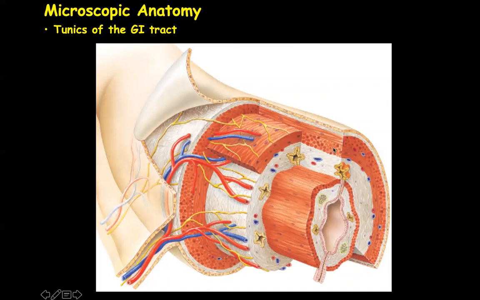Then the next layer is the muscularis externa, this thick muscular layer. And throughout the digestive tract, it's primarily these 2 layers, the inner circular layer, that when it contracts, decreases the diameter of the lumen. And on top of that, the outer longitudinal muscle layer, and that decreases the length of the gastrointestinal tract when it contracts. The outer layer is the serosa, or the visceral peritoneum.